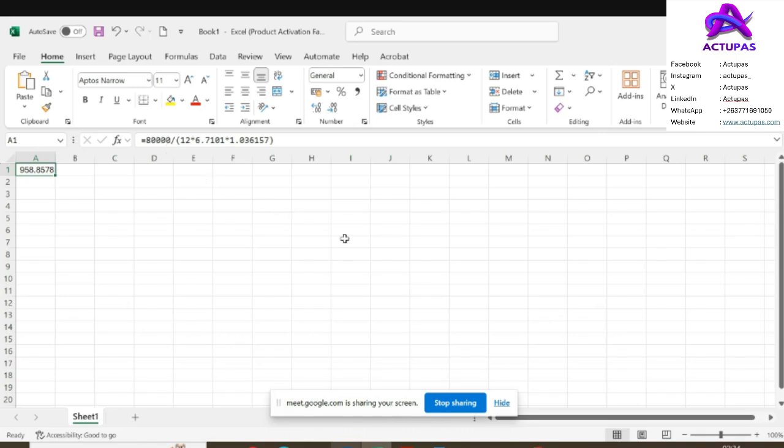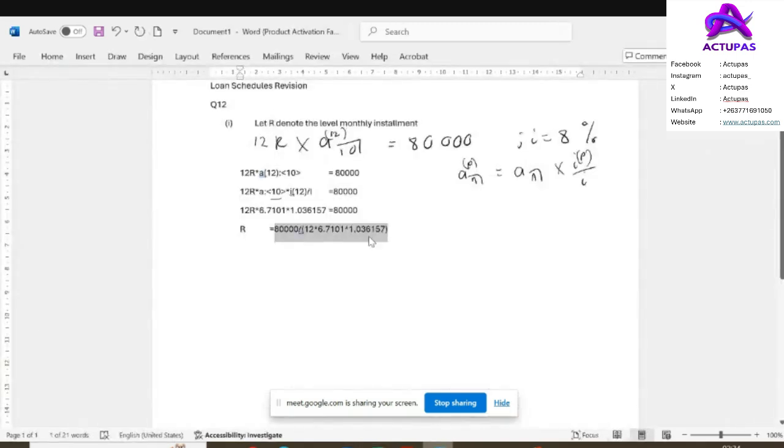So we now have our answer, 958.857. That's your R. So you go down here and write R is equal to, then paste your solution. This would be your answer for R. So you're done with this part of the question. Now we go to part 2 of the question.